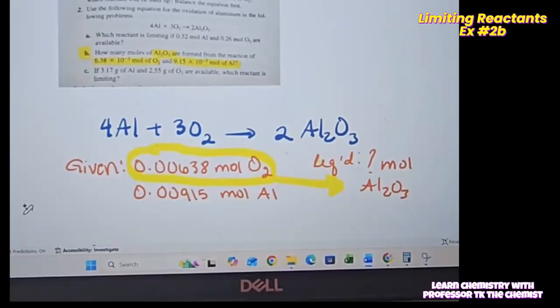Now, here's the thing, though. Because I have the moles of oxygen, which is easy. See, we haven't even talked about grams, right?